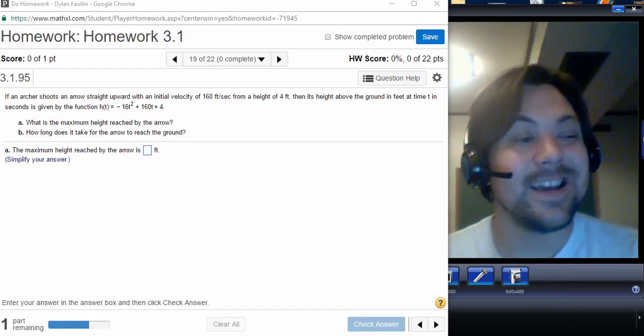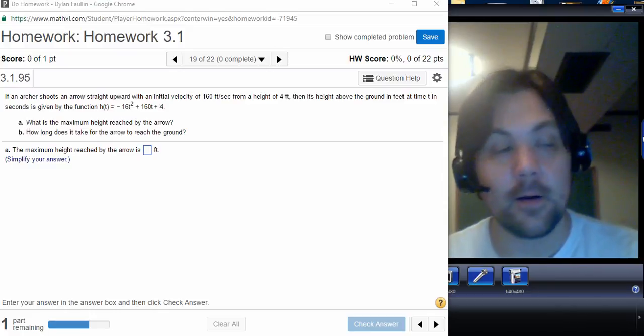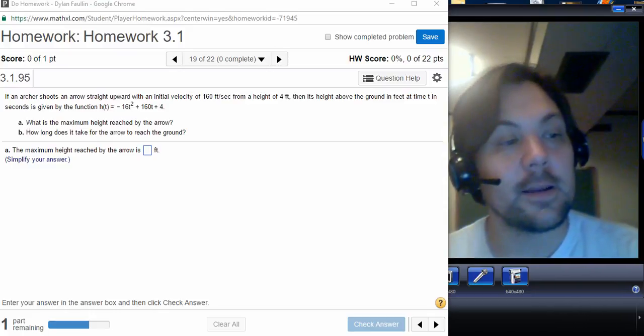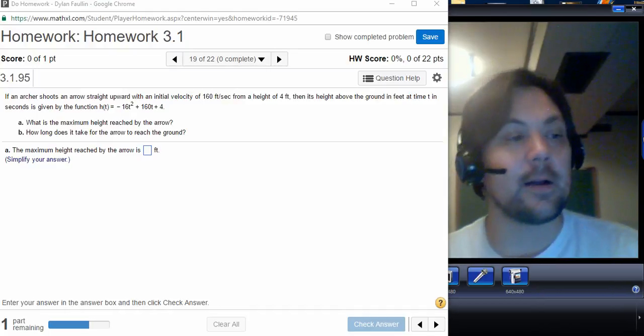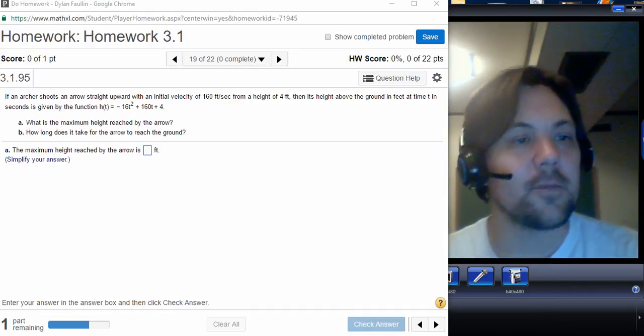We want to find the maximum height reached by the arrow, and we also want to find how long it would take for the arrow to reach the ground. So we're going to be doing both of those things. We'll do part A first.